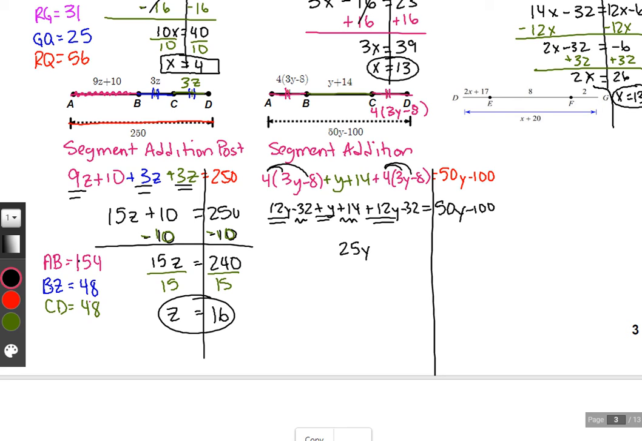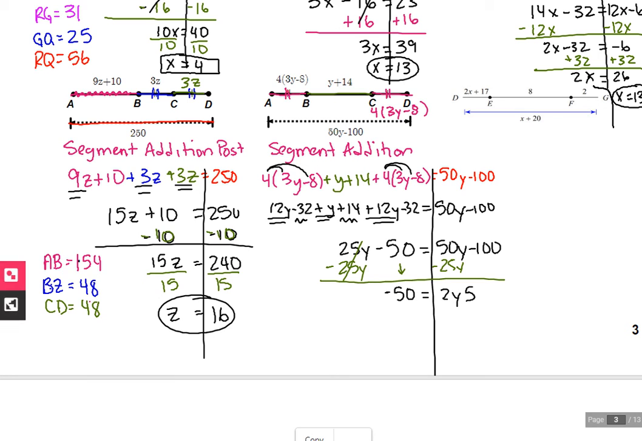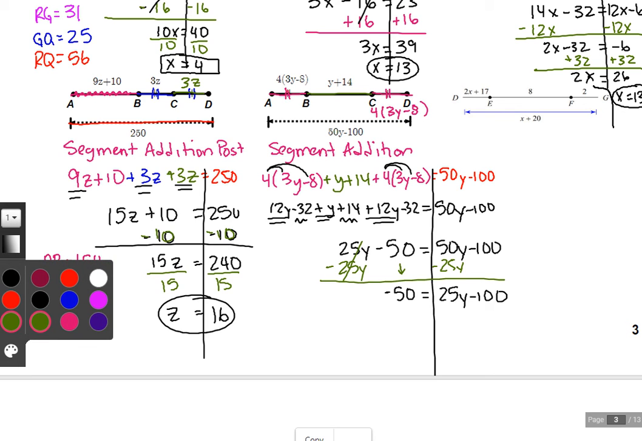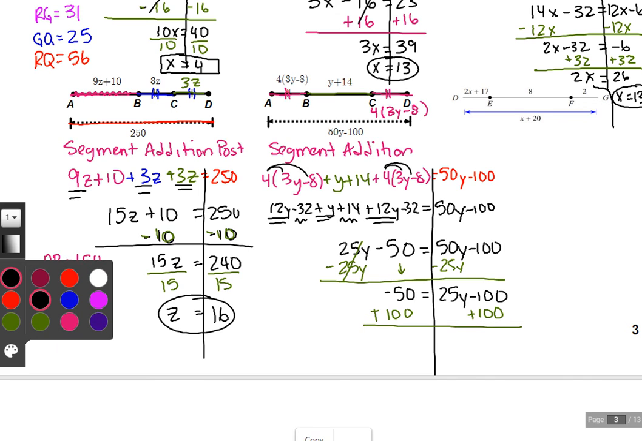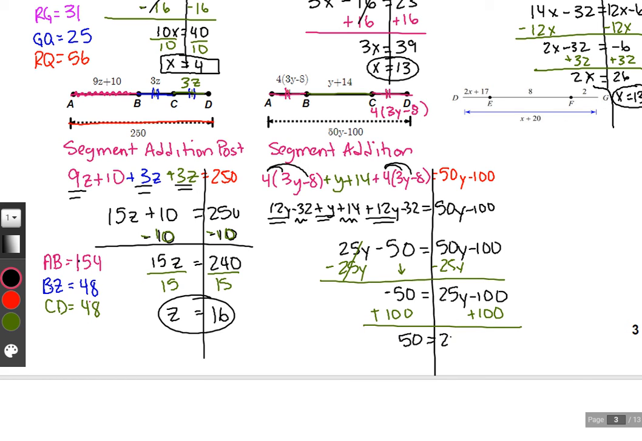Okay, so 50y minus 100. Let's move some terms around. Let's subtract 25y on both sides to collect the y terms on a single side. That'll give me negative 50 on this side, 25y's, wow, that's not what I said at all out loud. 25y's, there we go, minus 100. All right, so let's add 100 on both sides. That gives me 50 over here, and the y's are gone on the other side, leaving 25y's. Divide both sides by 25. Okay, and then y is going to be 25.